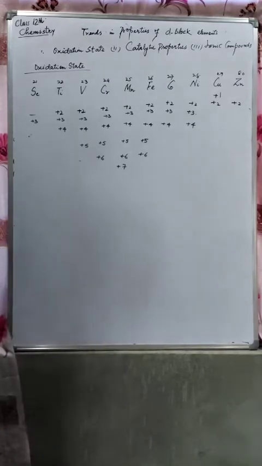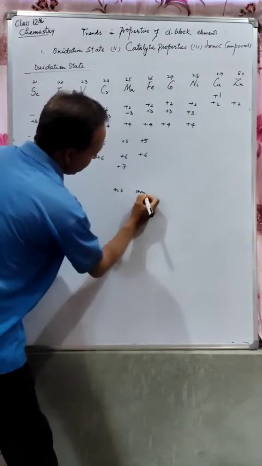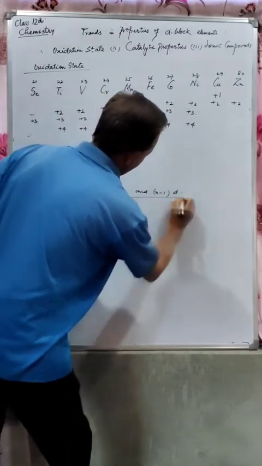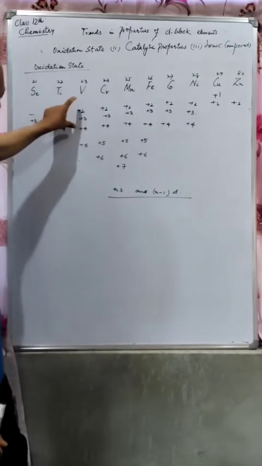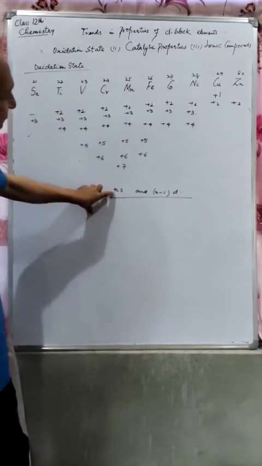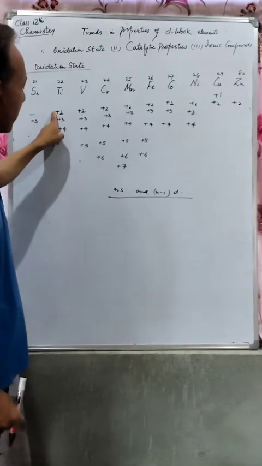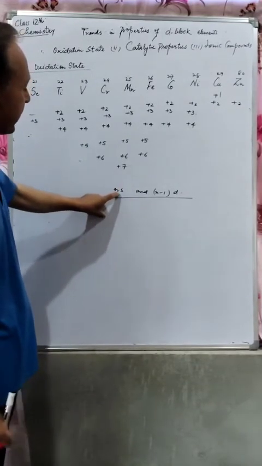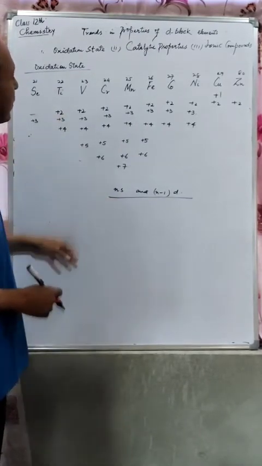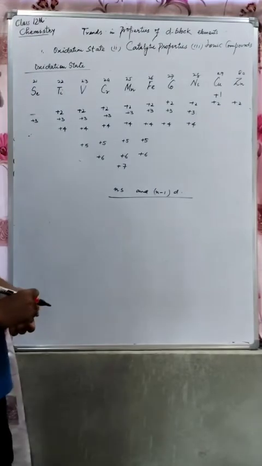The oxidation state of the elements is due to the presence of the electrons in the ns and n-1d orbitals. The +2 oxidation state is exhibited by the bonding of the electrons present in the ns orbital only, whereas the higher oxidation state is exhibited by the bonding of both ns and n-1d electrons.